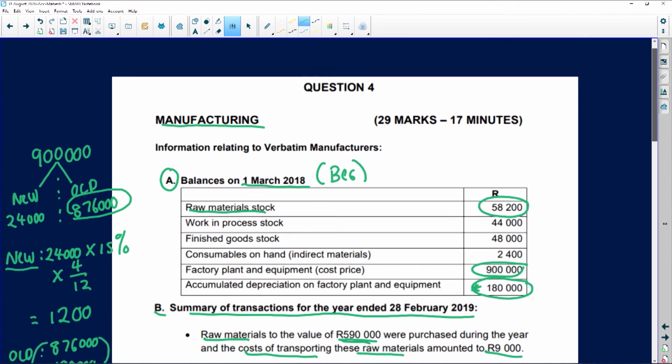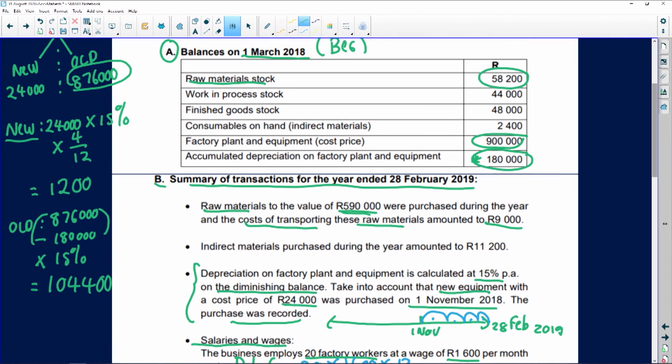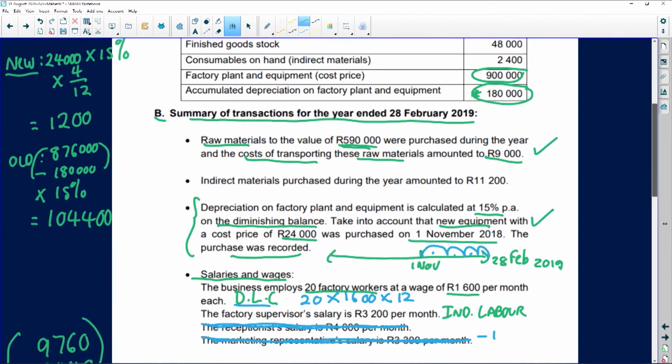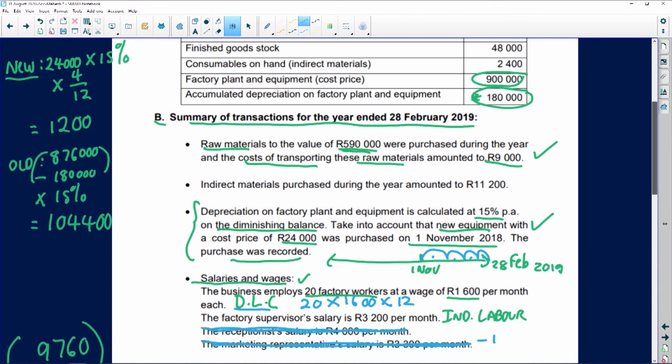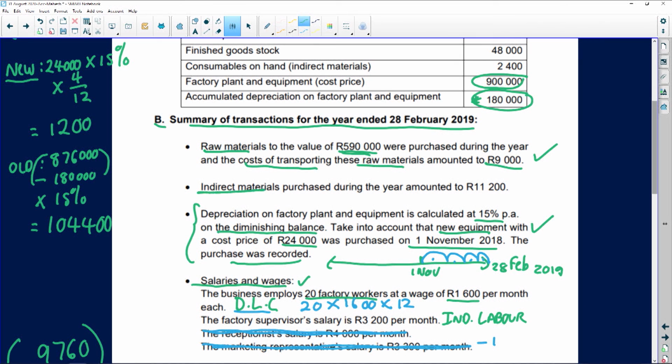So the next factory overhead. Obviously I've dealt with raw materials, I've dealt with depreciation, and I've dealt with salary and wages, but not all of it. So let's start off now with indirect materials. Remember, guys, the focus again is on how much of the indirect materials you used.